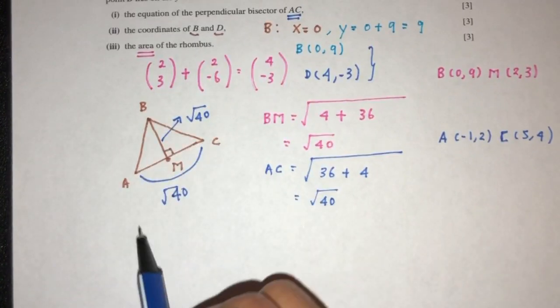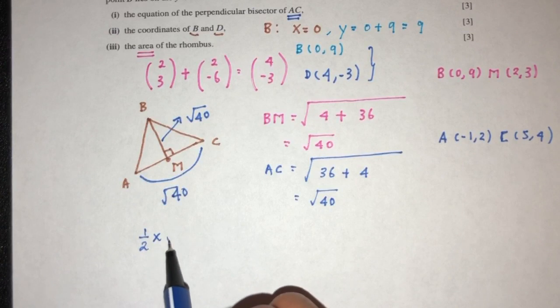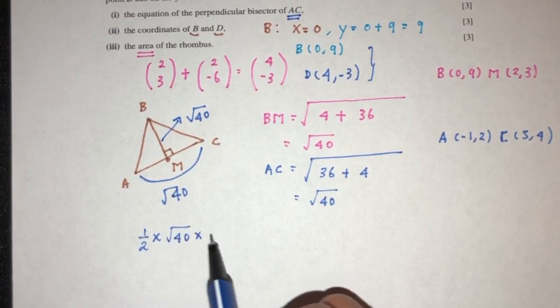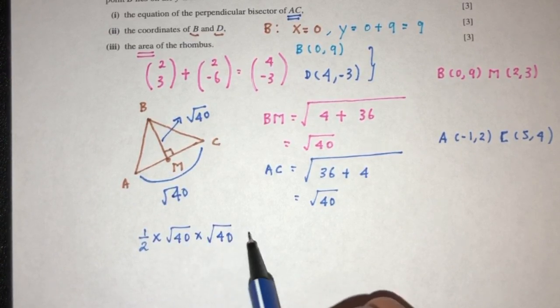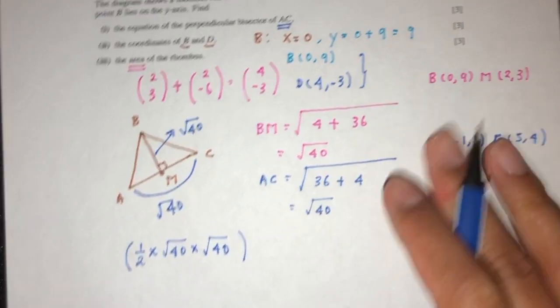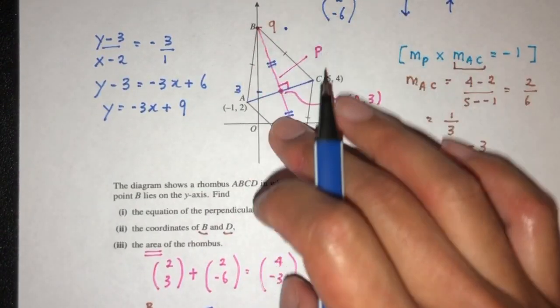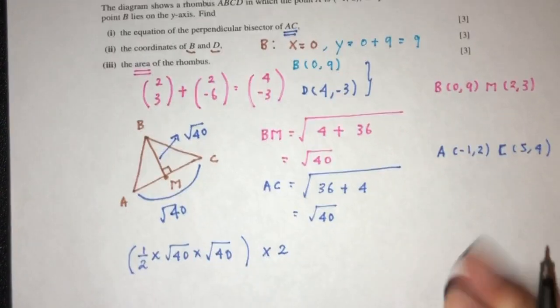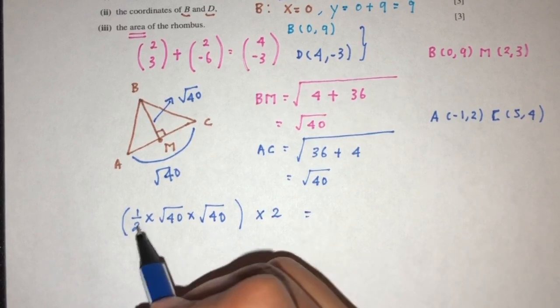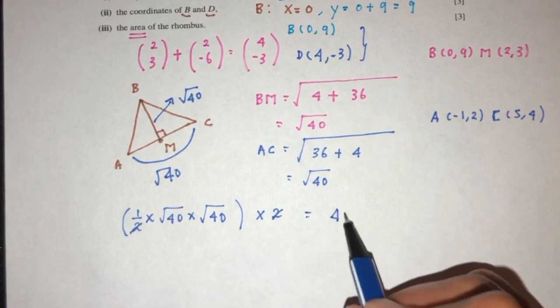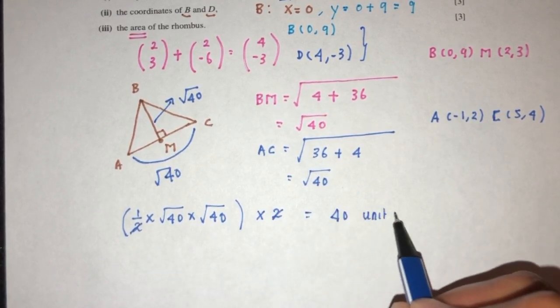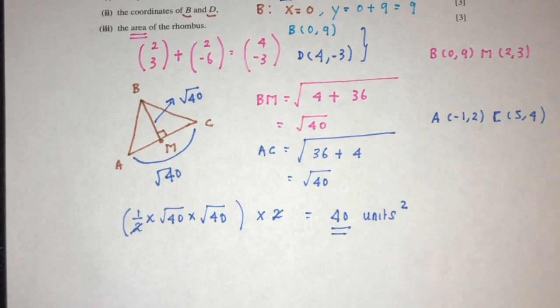So the area of this triangle will be half times base times the perpendicular height. But this is just the area of this top piece, so we have to find the whole thing. So this, and the bottom will be times 2 because they're the same, right? That should give you what? Cancel out, and that should be just 40 units squared for the area of that rhombus.